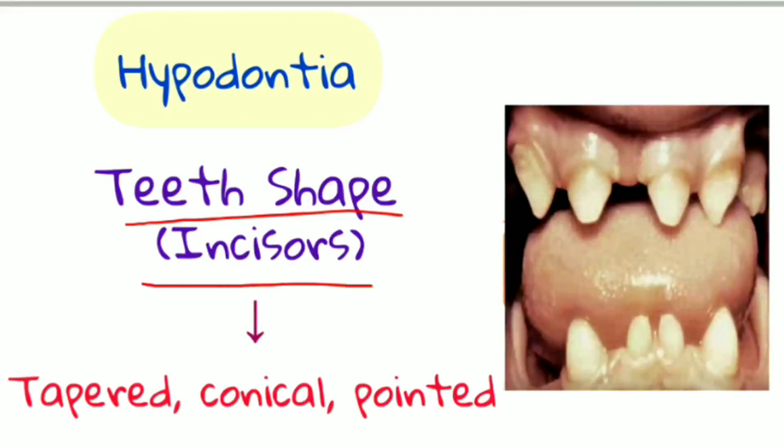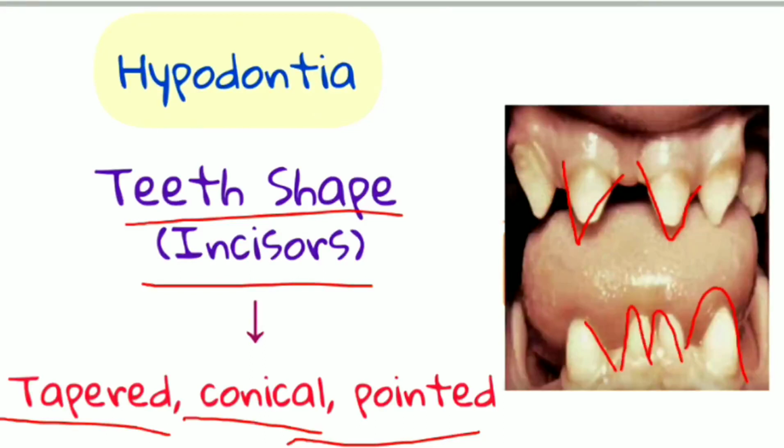usually of incisors. So the teeth shape of incisors gets altered. They become tapered, conical or pointed. As you can see, they become tapered, conical or pointed in this picture. And also you can see the reduction in number of teeth.